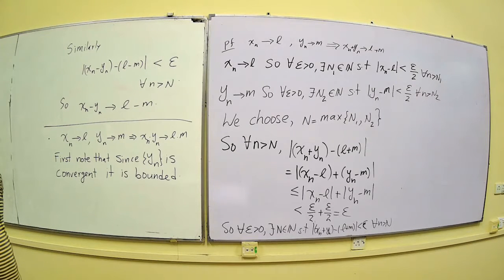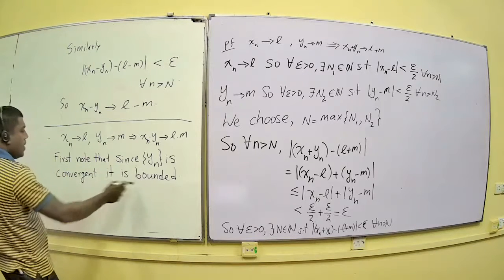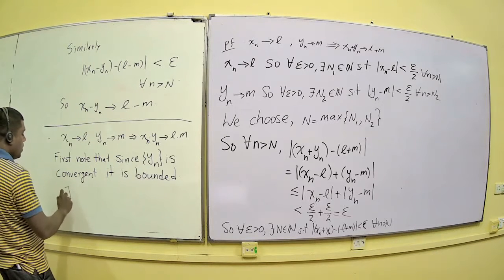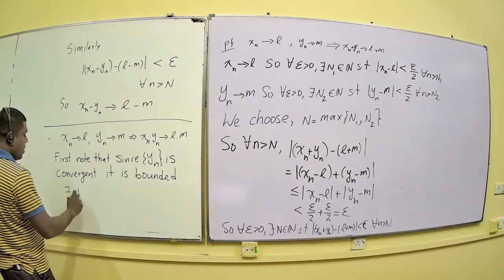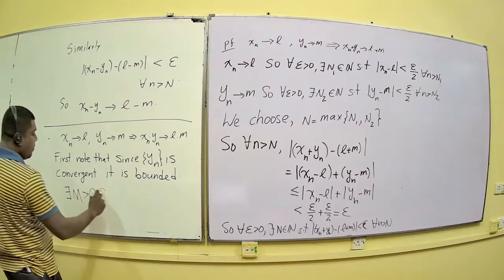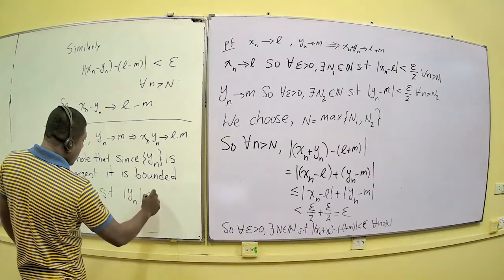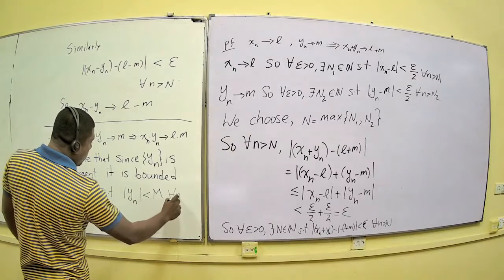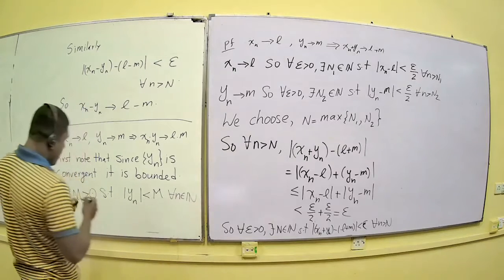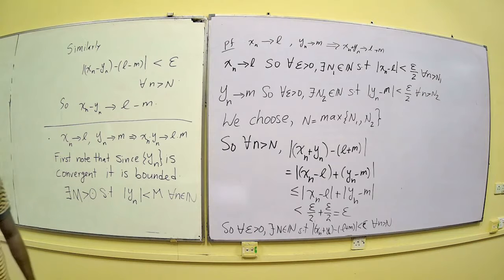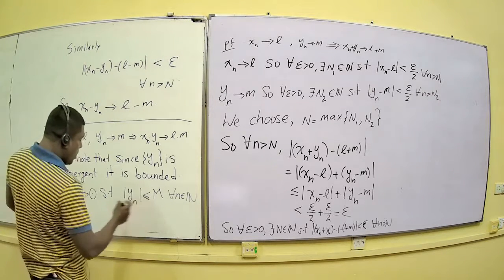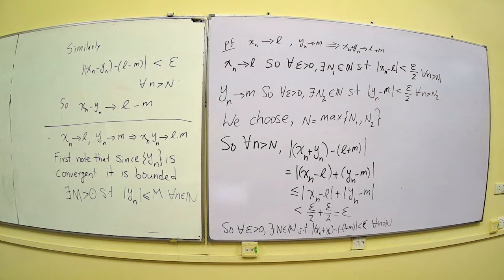So let us say that because yn is bounded, since yn is convergent, it is bounded. So you can say, by the definition of boundedness I wrote last time, there exists M, a positive number, such that the absolute value of yn is less than or equal to M, for all n belonging to the natural numbers. This is how we defined boundedness in the last class. Last time I took less than or equal, so I will stick with that.